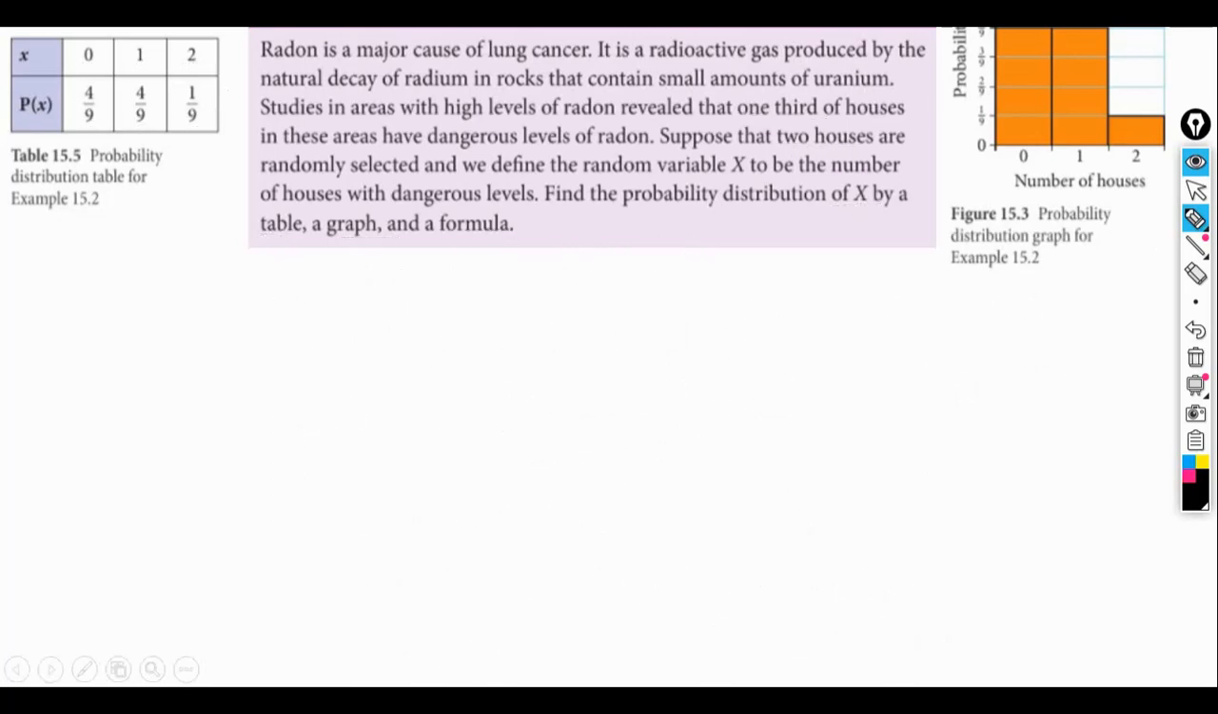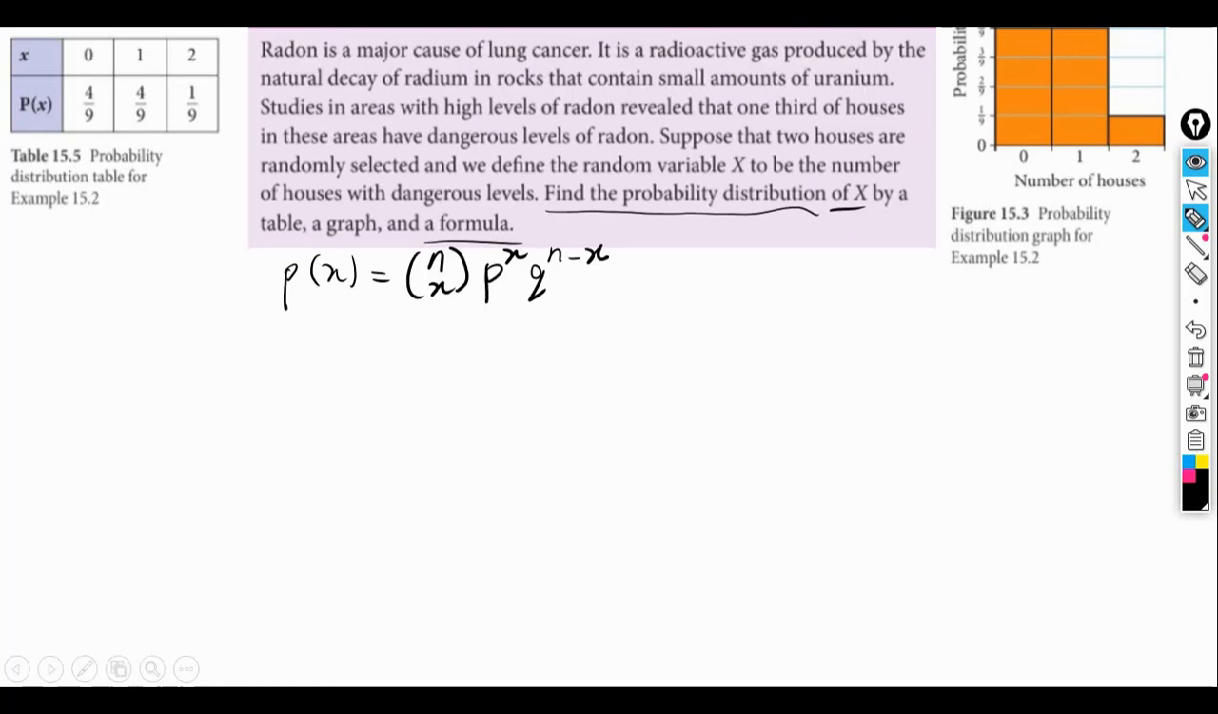So notice that they ask us to find the probability distribution of x by table, by graph, and also by formula. So what formula are they talking about? They're talking about the formula of a binomial distribution. And that formula is this one. P of x is equal to, now this is just a combination, times p to the x times q to the n minus x. So does this seem familiar? Well, yes, right? Remember that this was the formula that we used for expansion of binomials.